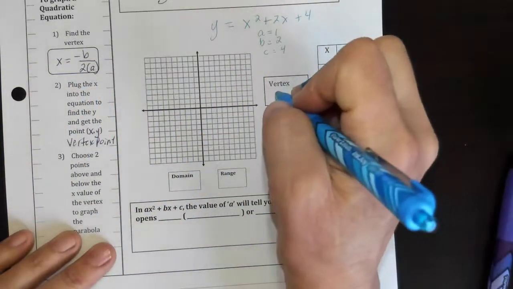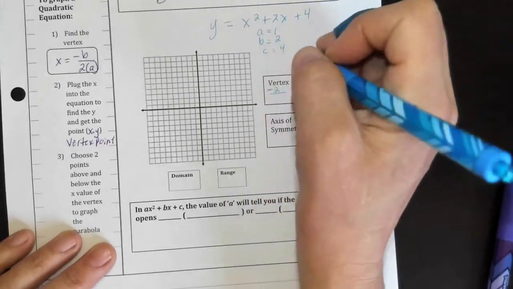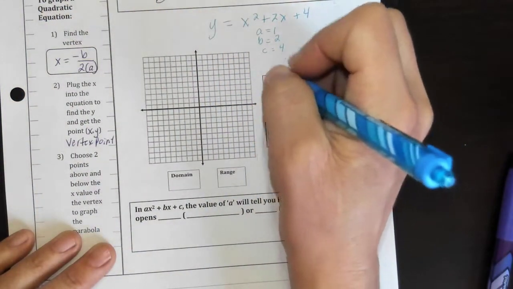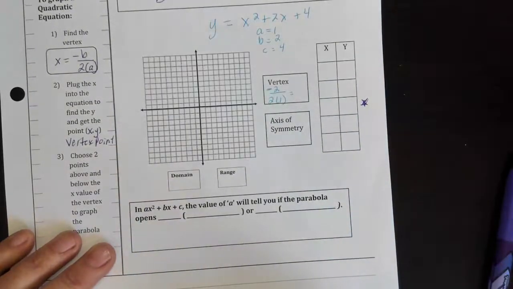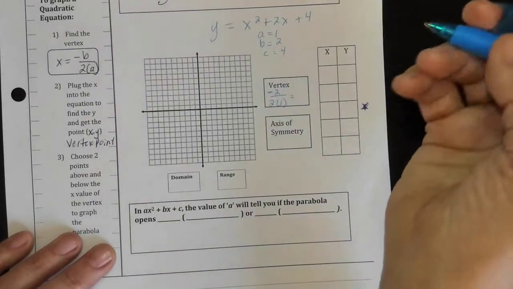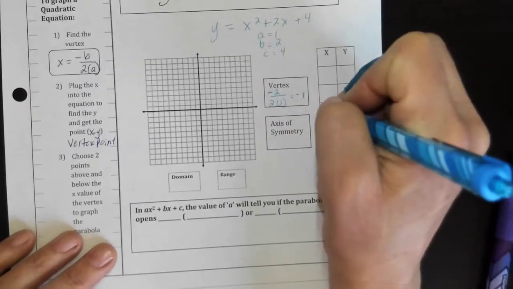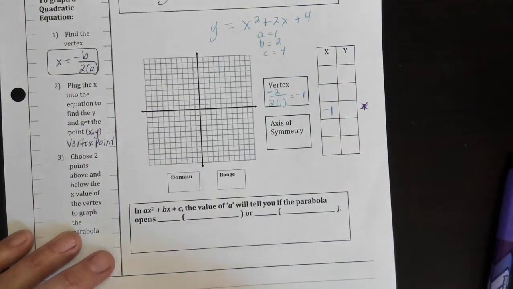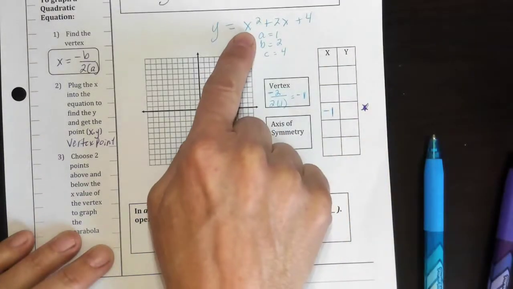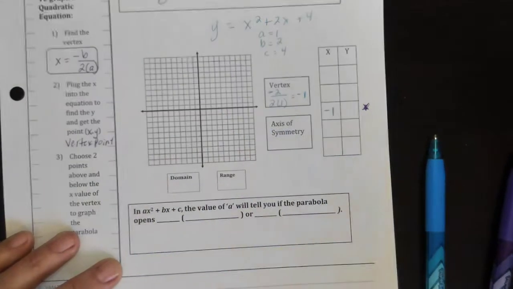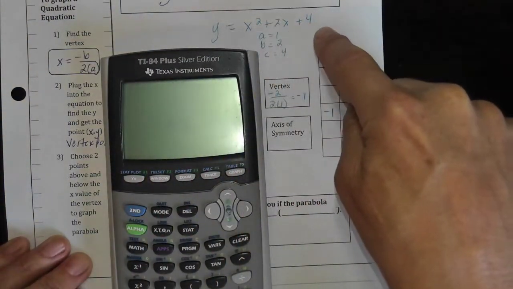So what do we do? Opposite of b, which is 2, over 2 times a, which in this case is 1 because there's nothing in front of the x squared term. So negative 2 over 2 is going to give me a negative 1. So the x coordinate of the vertex is negative 1. In order for me to find the y coordinate, I'm going to have to plug negative 1 into my calculator and use this equation to get it done.